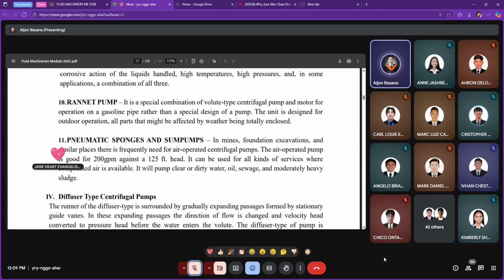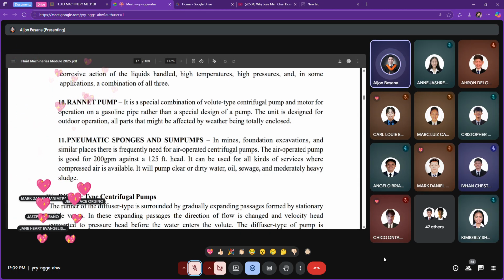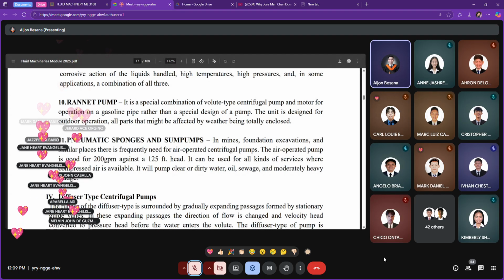So the remaining time, I will be giving it to you to prepare and talk among yourselves for the ram pump we will be making. So everyone, you are all present today. I will no longer take attendance so that you can discuss by group. If you want, you may have your own meet or do it in your group chats.